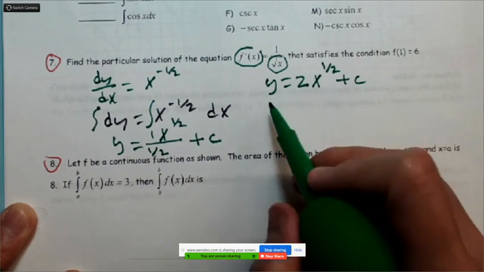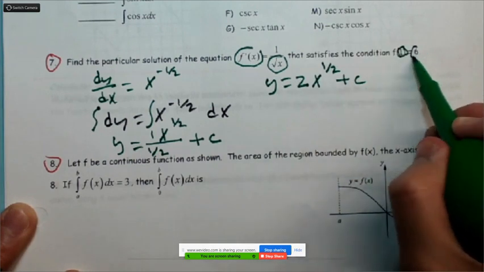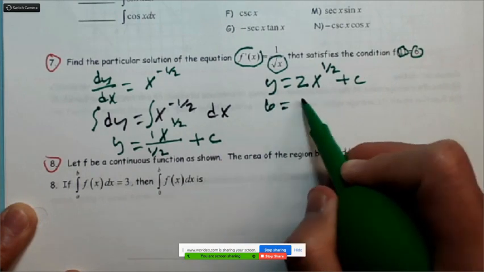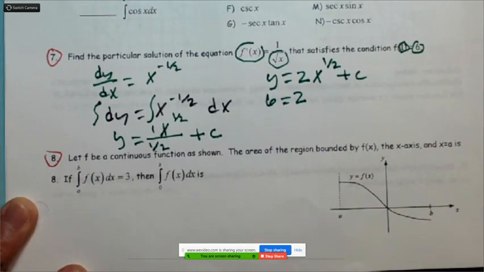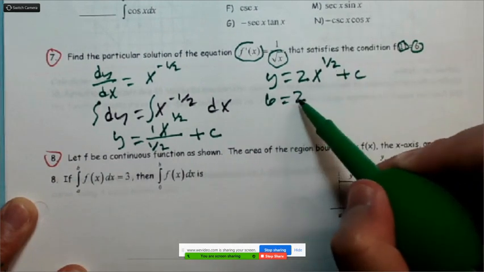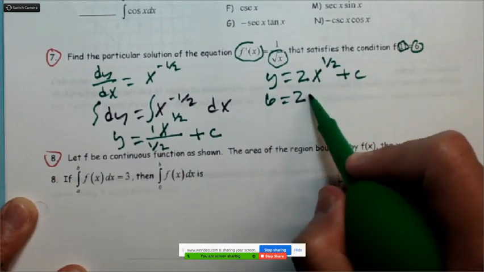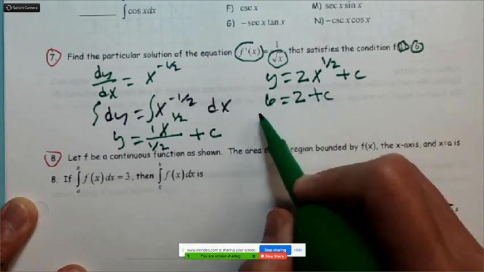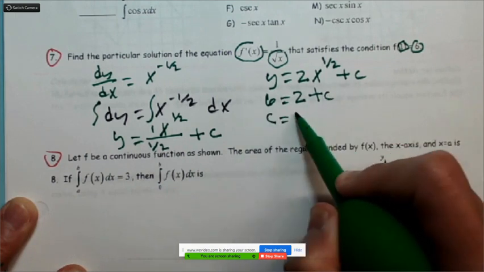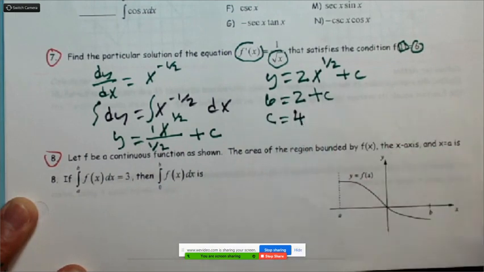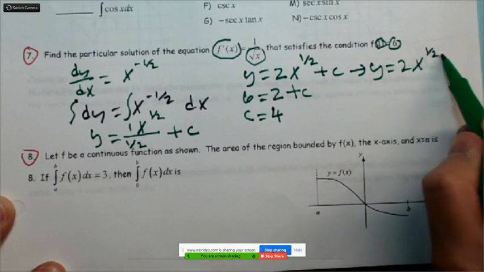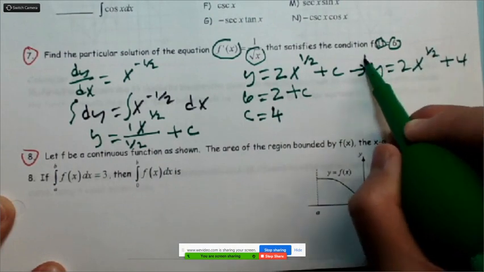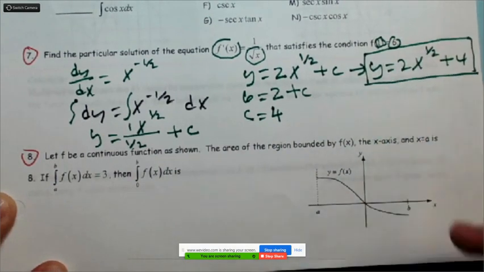So if I plug it in, it tells me that here's my x, here's my y. Y is 6. If I'm looking at 1, because 1 is a special number, is that going to mess with the 2 on here? Nope. So we have 2 plus c. So that tells me my c has to be what value? 4. So my final answer on the particular solution is y is 2x to the 1/2 plus 4.